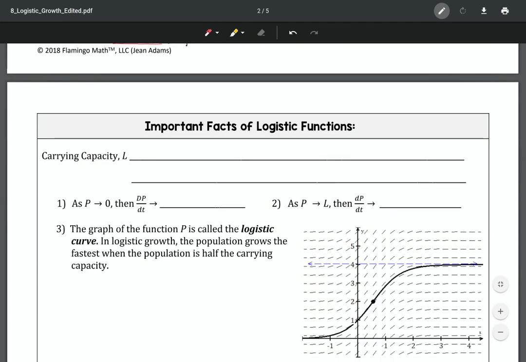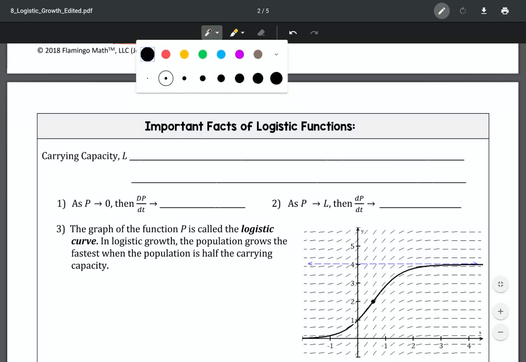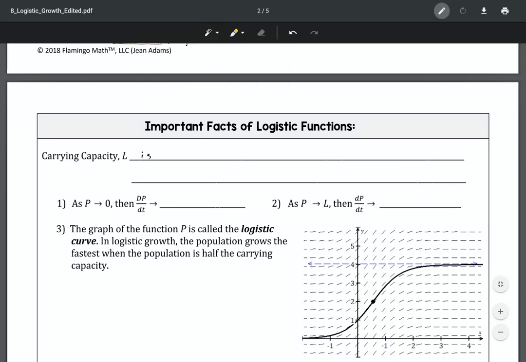So what we call the carrying capacity, all right? What this means is this is the max population the environment is capable of sustaining.